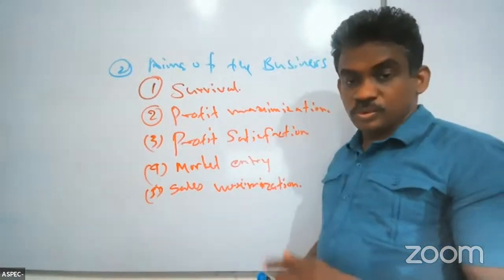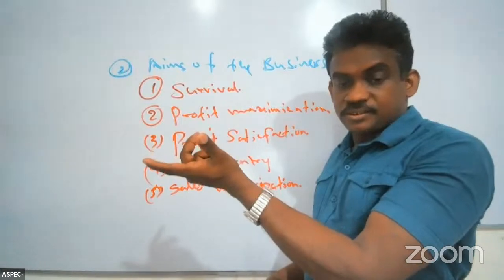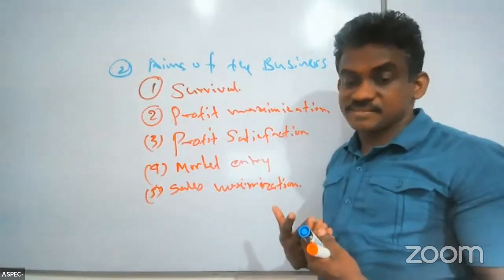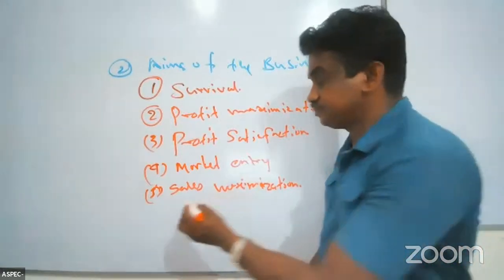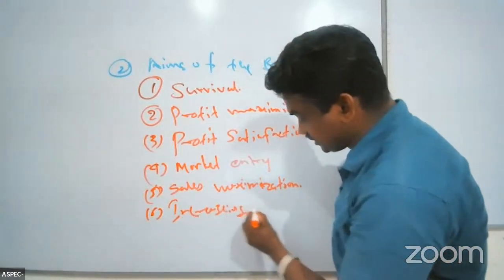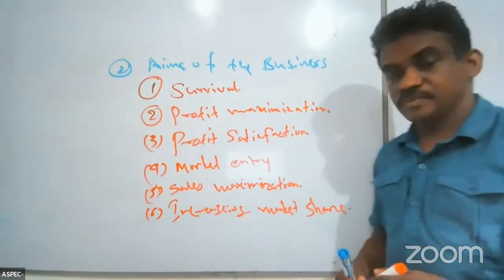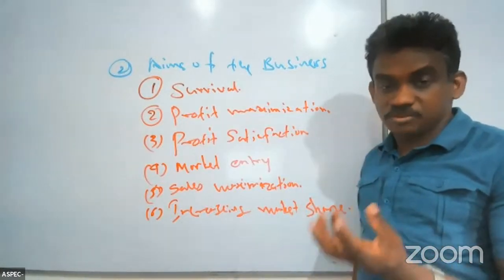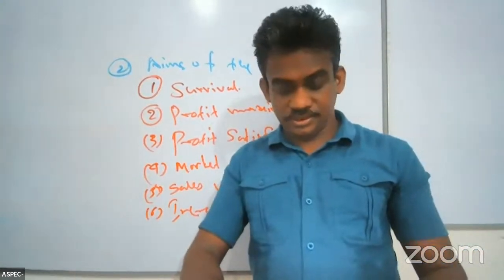Business aims to enter the market, right? Then sales maximization. Businesses aim to increase their sales as much as possible, right? Then increase in market share. Every business aims to increase its market share and become the market leader, right?